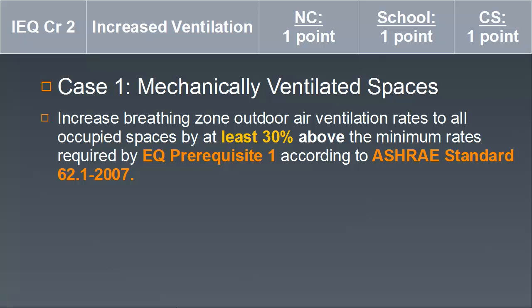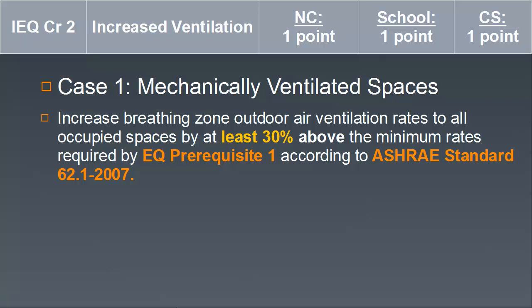The second credit is increased ventilation. 1 point available for new construction, schools, and core and shell. Case 1 refers to mechanically ventilated spaces. The requirement is to increase breathing zone outdoor air ventilation rates.